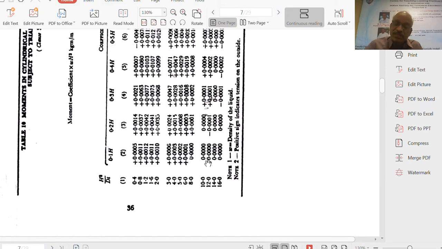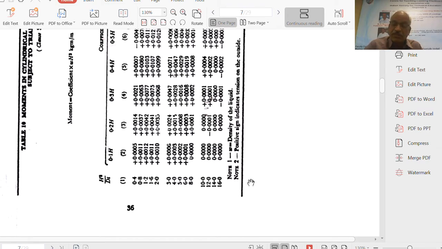Now these coefficients indicate the variation, because you have to take the maximum coefficient. The formula is given on the left hand side: moment equals coefficient into W into H cube. The formula is also given. So this coefficient we have to take. W is the unit weight of water, H is the height of the tank, and a figure is also given.